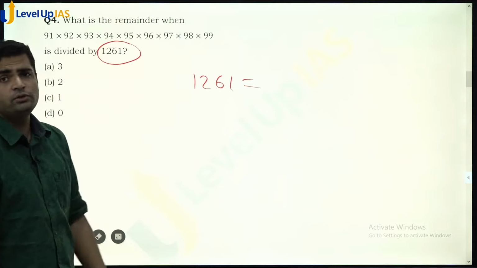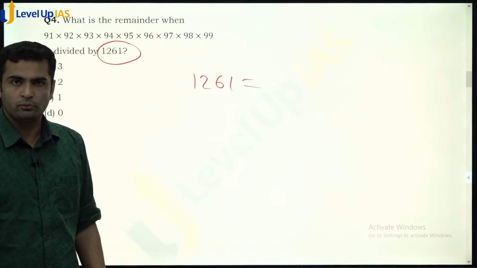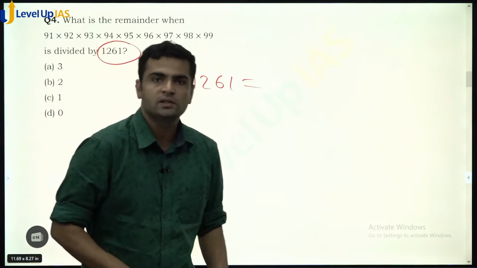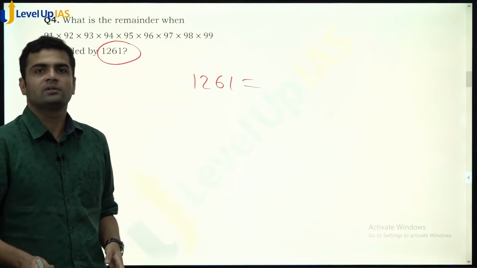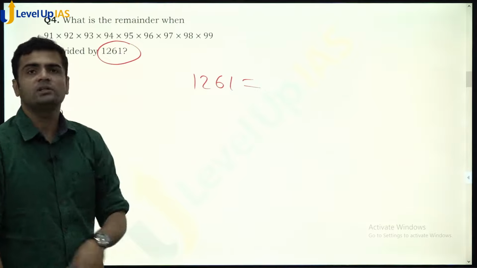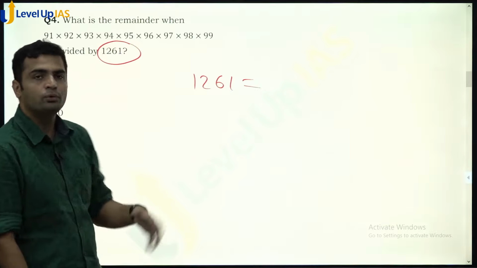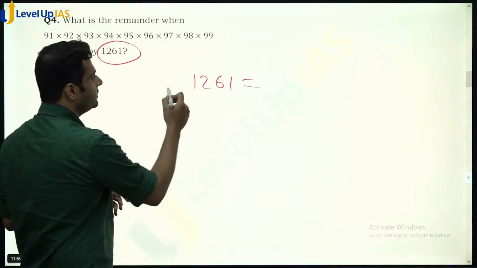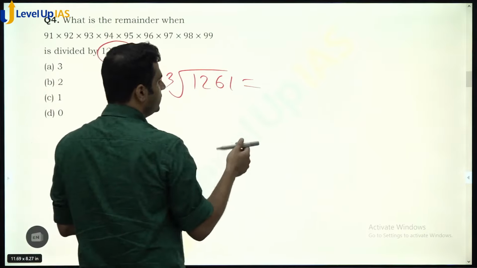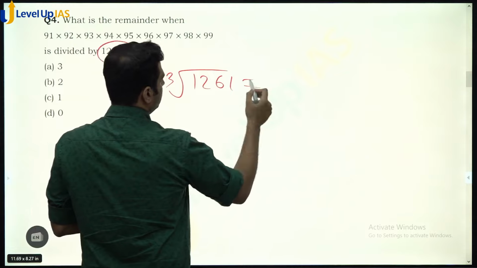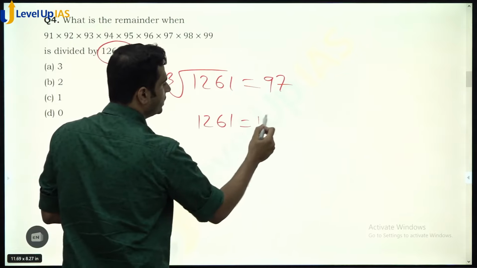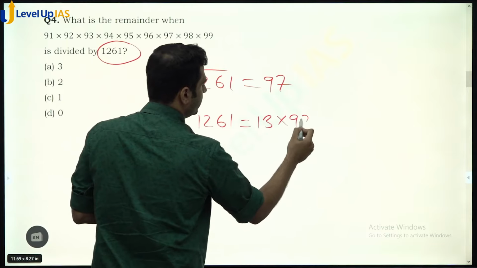Now, it means two things. It means you need to know the initial few prime numbers. It means you need to know how to divide two numbers. It means you need to know the tables of initial few numbers, which will make calculations much easier. Okay. So if you know the table of 13, you can perform this division very quickly. And the division comes out to be 97. So 1261 is equal to 13 into 97.